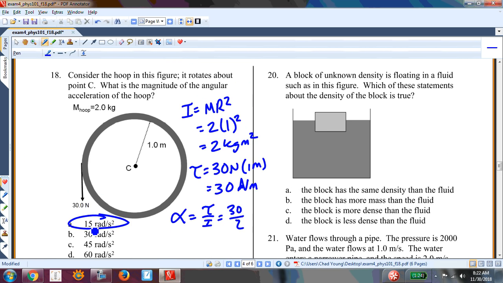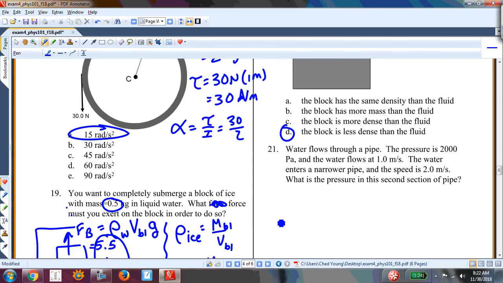Sorry about that. A block of unknown density is floating in a fluid, such as in this figure. Which of these statements about the density is true? The block is less dense. That's why it's floating.